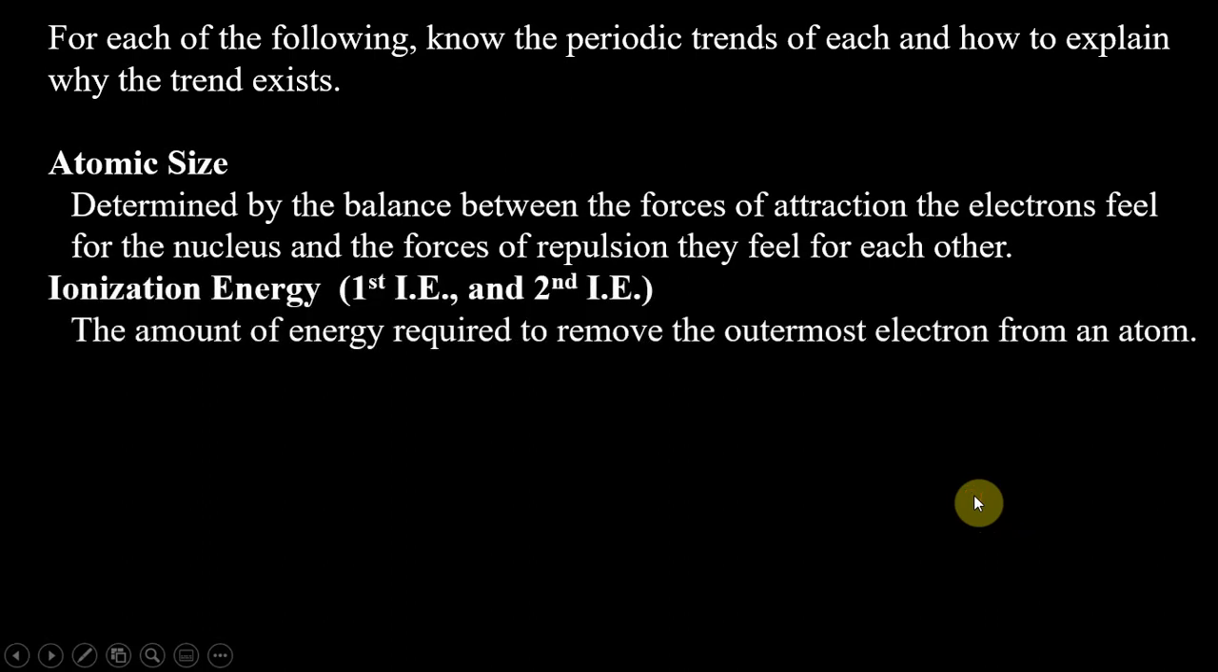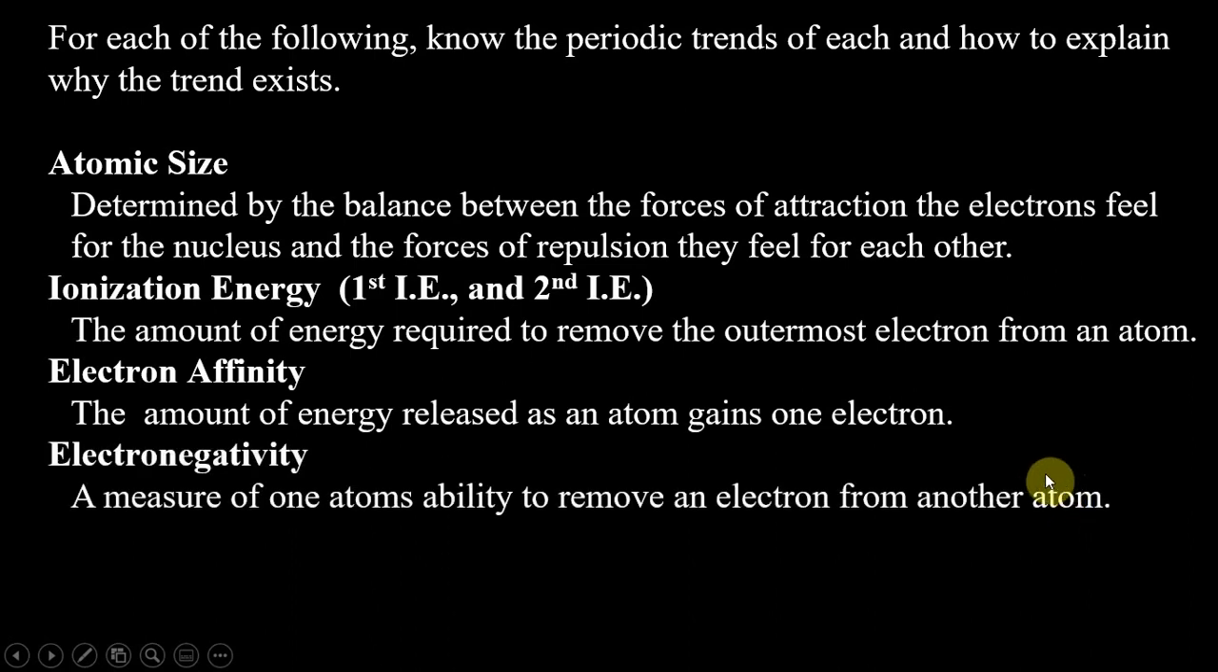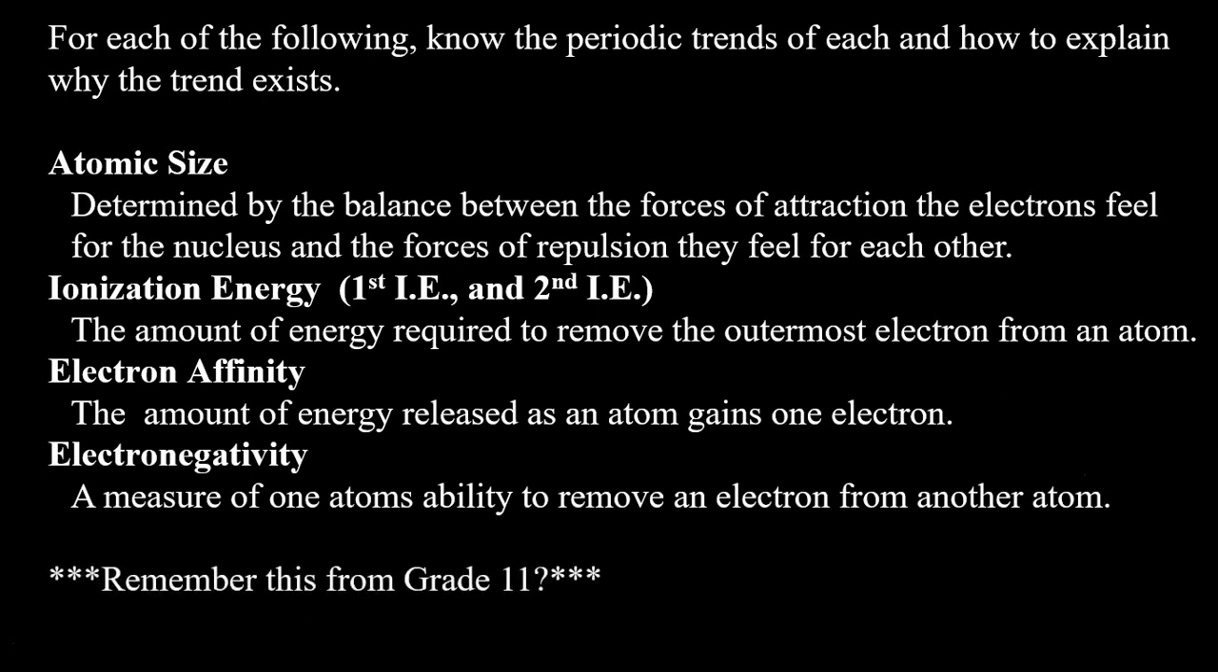All right. Ionization energy, we talked about that last year. It's the amount of energy required to remove the outermost electron from an atom. We talked about electron affinity, the amount of energy released as an atom gains one electron. And electronegativity, a measure of one atom's ability to remove an electron from another atom. Now, that's all grade 11 stuff. We can remember that? Yes? I hope so. If not, you might need to dig back and relearn some of these things.